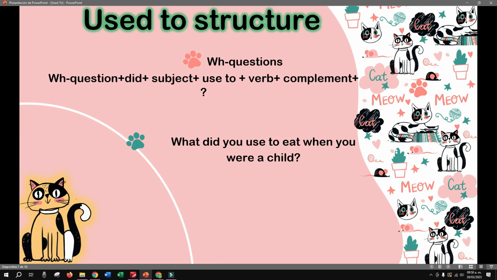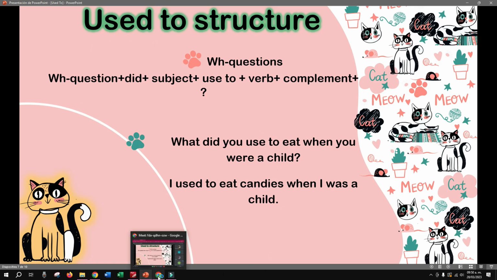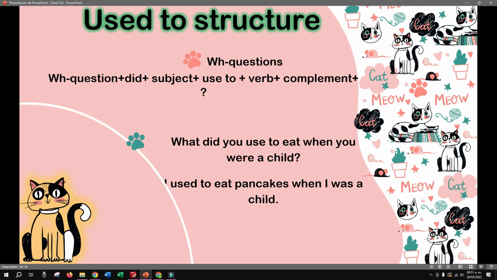So, this is a WH question, so you need to answer this completely. What did you used to eat when you were a child? I used to eat candies when I was a child. Yes. So in that case, that is not good to say candies. Maybe you can say I used to eat sweets. I used to eat pizza when I was a child. I used to eat hamburgers when I was a child, right?